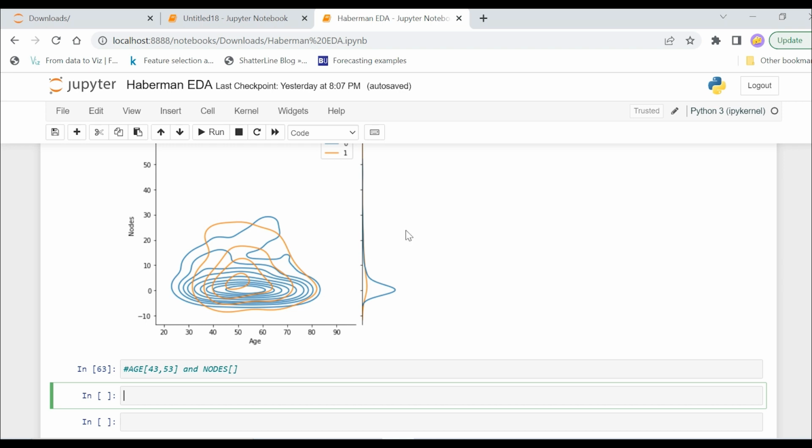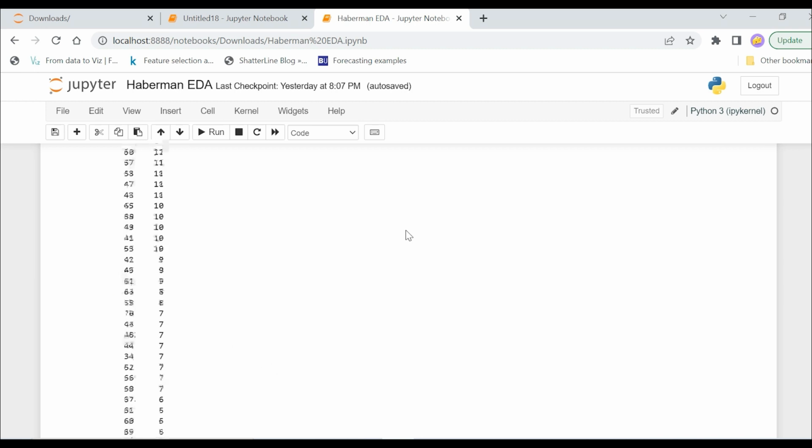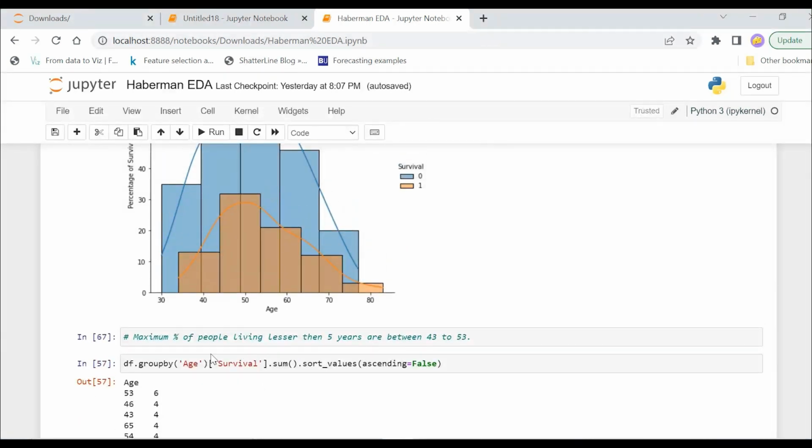So before this, let us see what we have done. Here we have come to a conclusion that the maximum percent of people living less than 5 years are between 43 to 53.